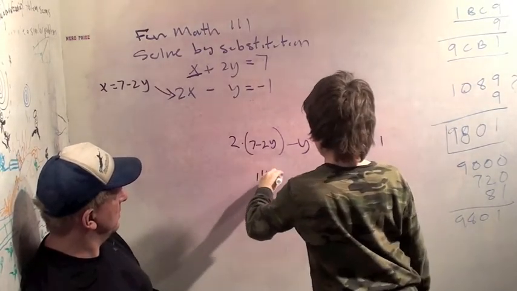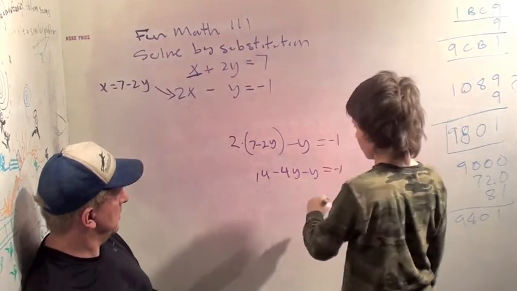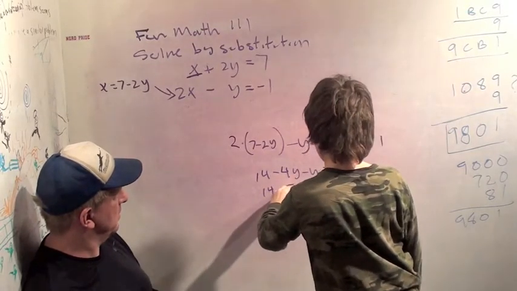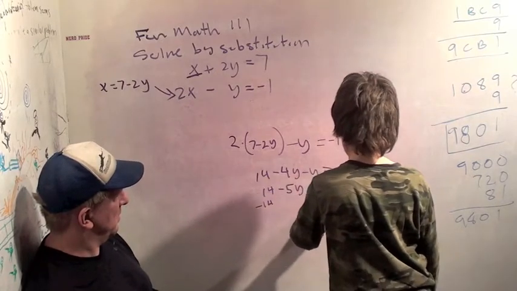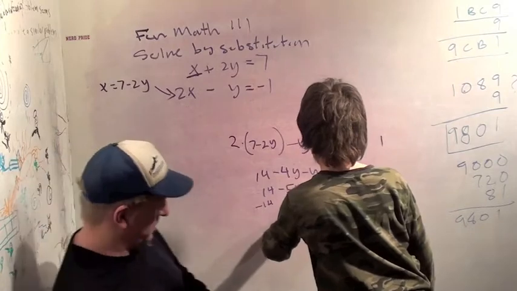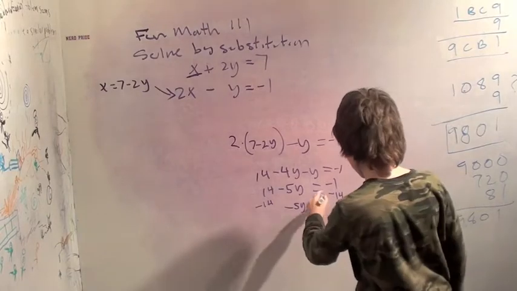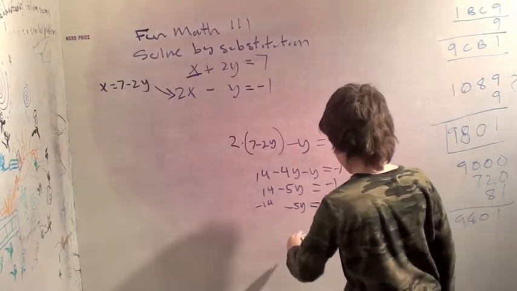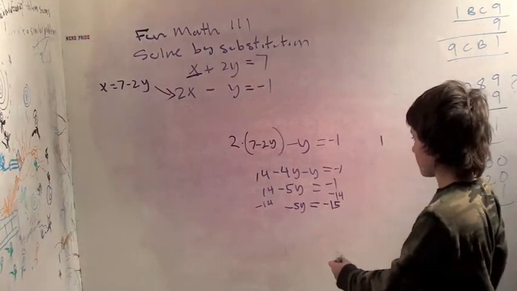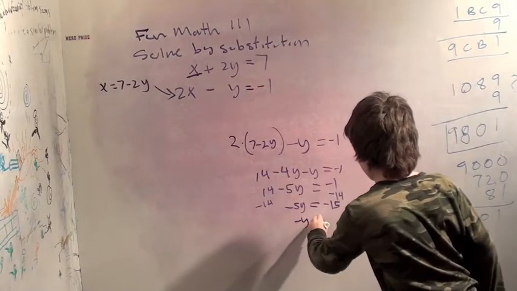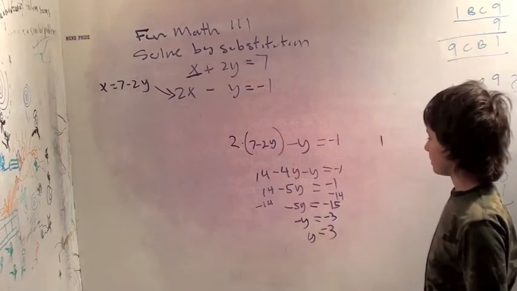So it's 14 minus 4y minus y equals negative 1. Alright, 14 minus 5y equals negative 1. Subtract 14 from both sides, so minus 5y equals negative 15. So negative y equals minus 3, y equals 3. Alright, so we just found that y equals 3.